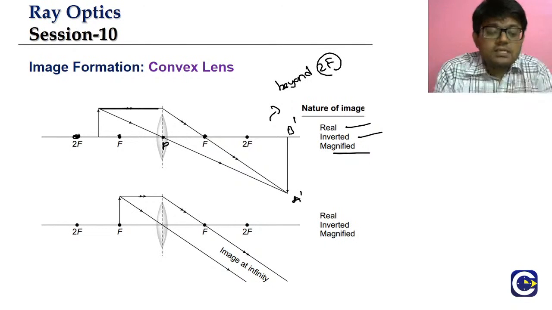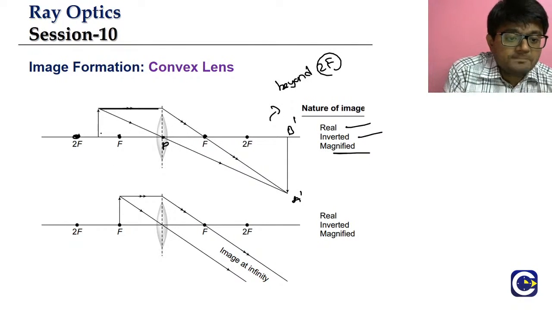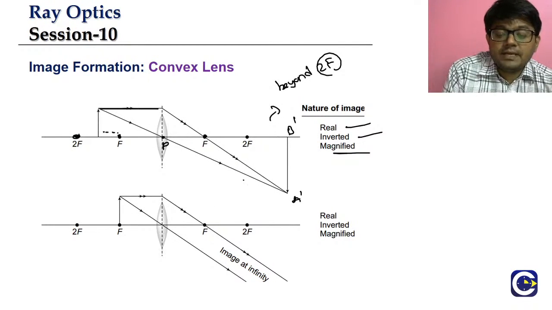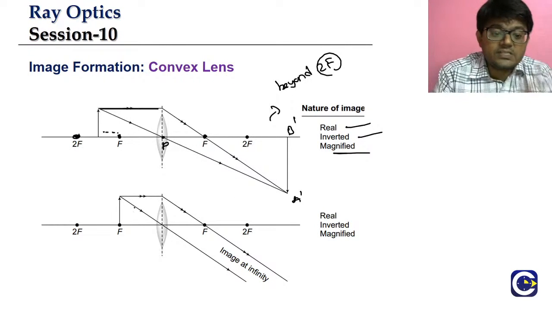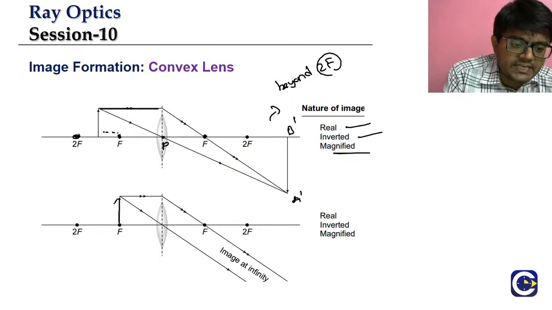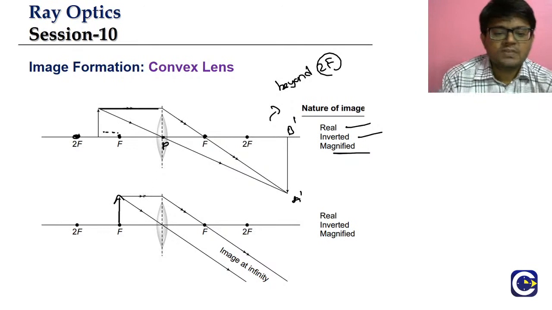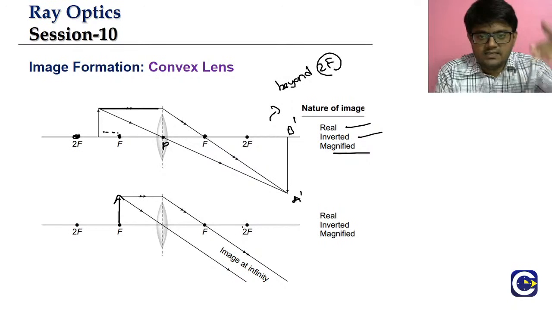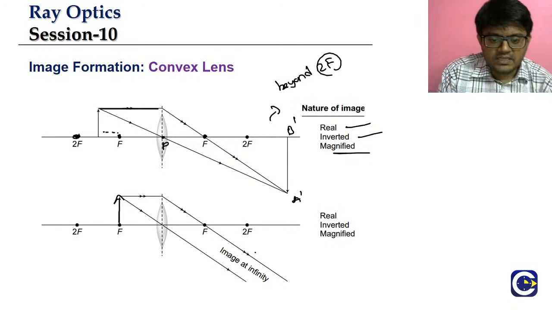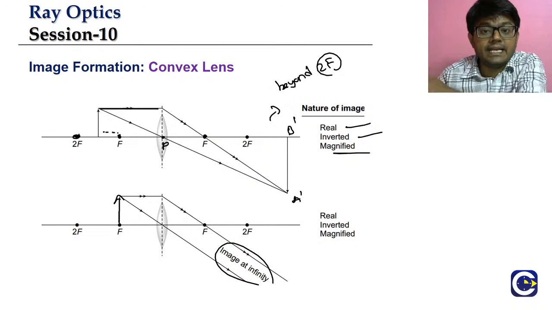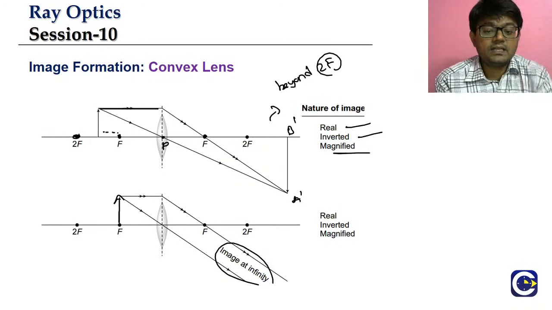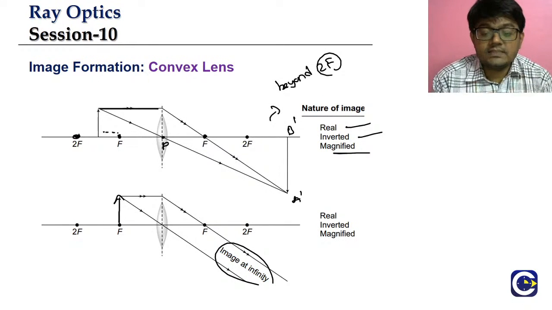Now the extreme case of this: if you take the object closer and closer to F, what is going to happen? The image is going to move farther and farther. The limiting case is when we bring the object almost at F. Then the refracted rays will become almost parallel, which means they are going to be meeting at infinity.